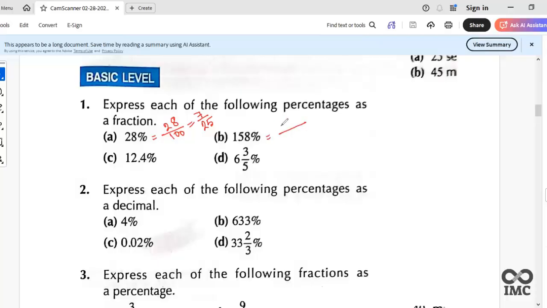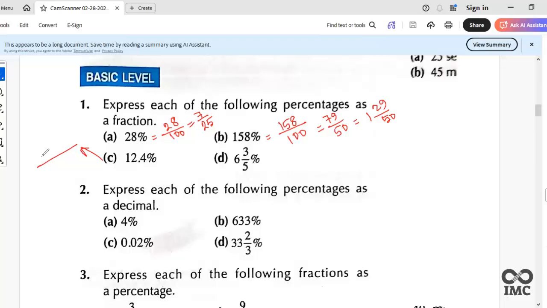158% can be written as 158 by 100. Now, if we divide both numerator and denominator by 2, then we'll get 79 by 50. Then we need to convert into a mixed number, then it will be 1 whole 29 by 50. Number C we can solve in this way.